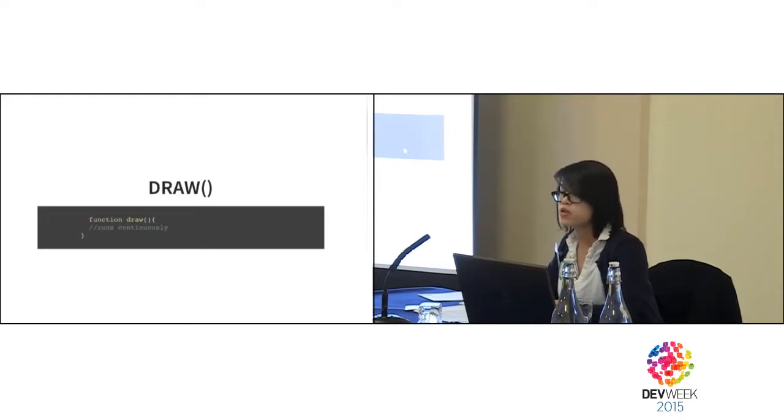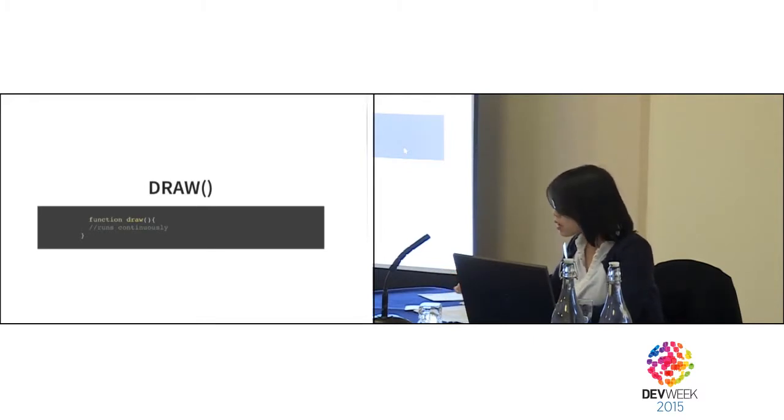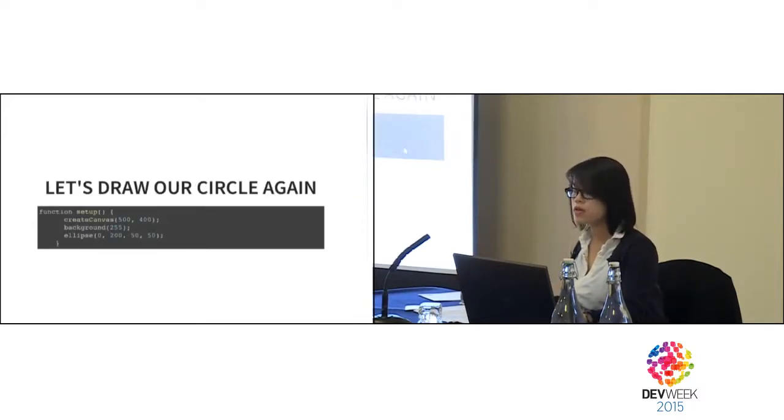I suspect internally the draw function is just a shortcut method for window.requestAnimationFrame, but I'm not entirely sure. So this draw function runs approximately 30 times per second, and you can actually set how often it runs by using the method called frameRate. So let's draw our circle again.